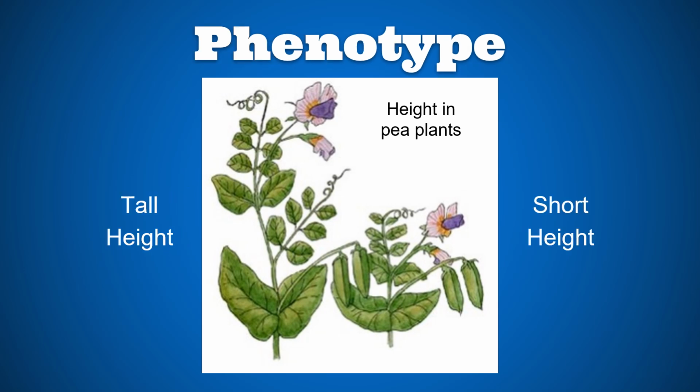A phenotype is how the genotype is physically expressed in the organism, or how the gene looks. In our pea plant example, the phenotypes are tall plant height and short plant height. There can be more than two phenotypes, but right now we are keeping our examples simple.